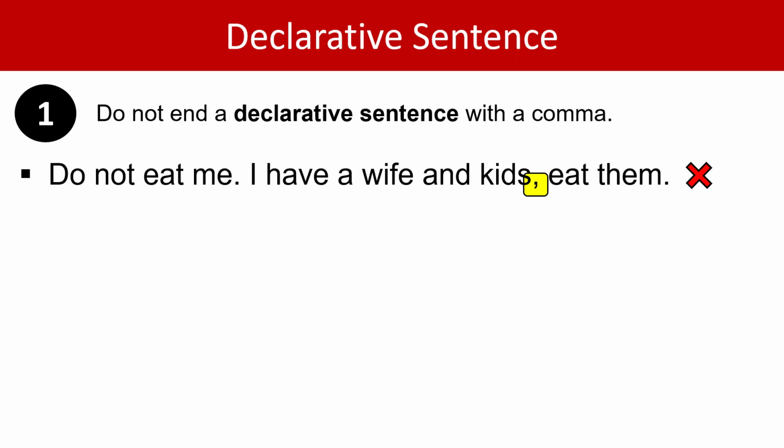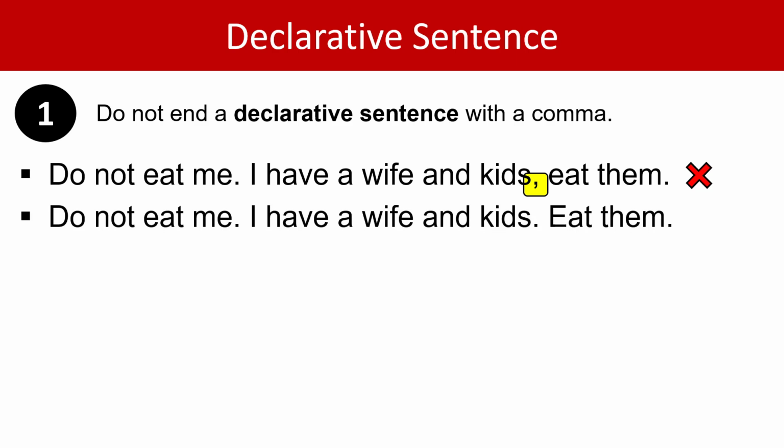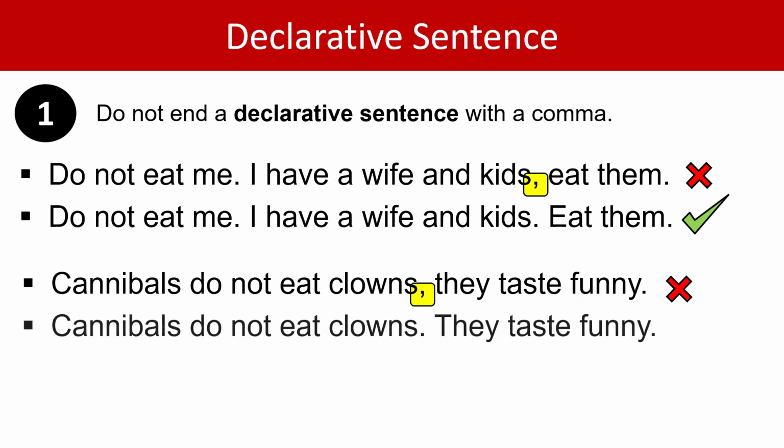So this is wrong. Here is a correction. Do not eat me. I have a wife and kids. Eat them. This is now correct. Let's do another example. Cannibals do not eat clowns. They taste funny. Now, that is 2 declarative sentences, and so it should look like 2 declarative sentences. This comma is wrong. You cannot end a declarative sentence with a comma and then write another declarative sentence. Here is a correction. This is now correct.